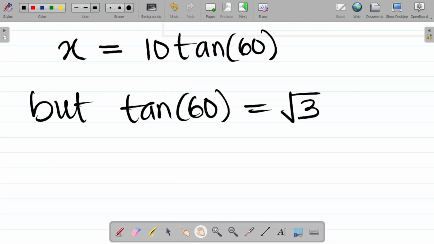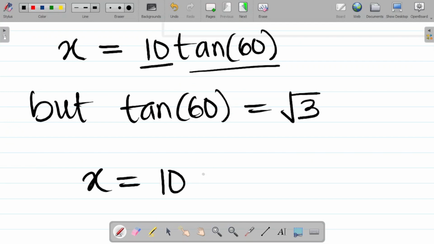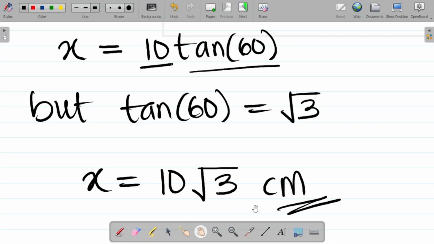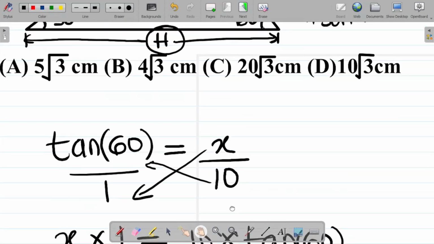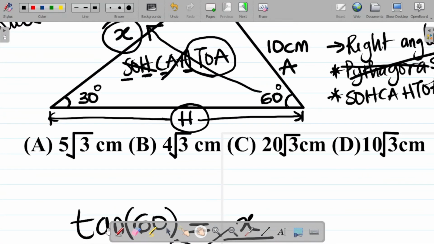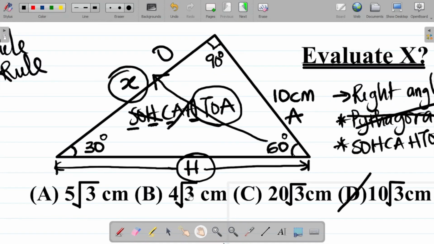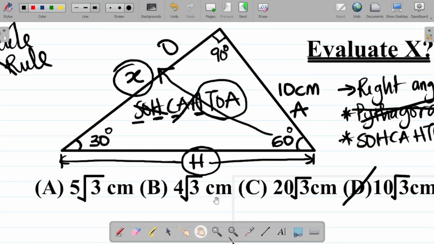What does this mean? This means that x is equal to 10 into tan 60, that's root 3, of course measured in centimeters. So the value of x is 10 root 3 centimeters. That's the answer. Let's look at the options there. So we have an option here, which is D, 10 root 3. That's your option. All right, guys, so basically that's how we solve this question.